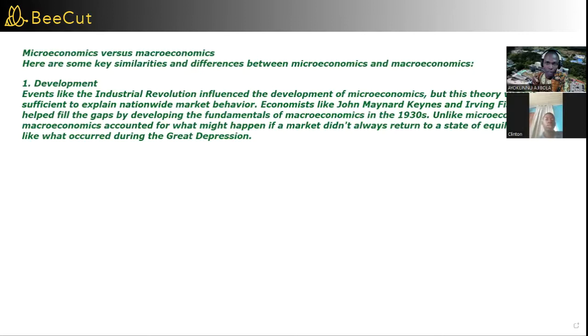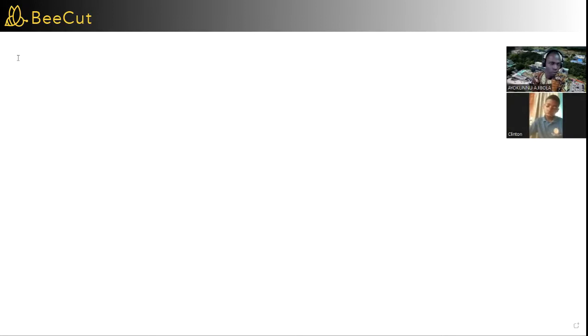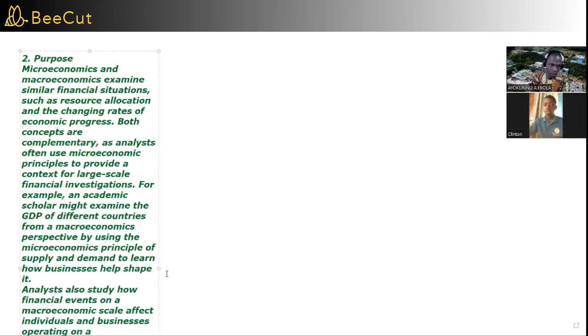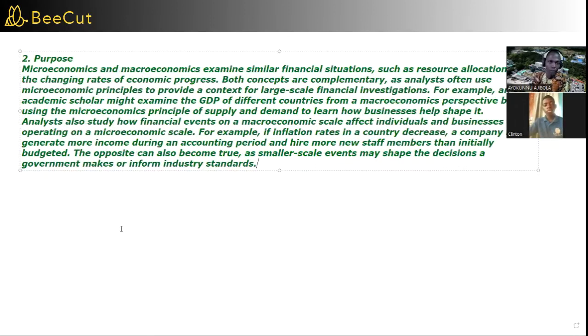Yes, sir. Okay, then the second one is purpose. We're going to talk about purpose. Microeconomics and macroeconomics examine similar financial situations such as resource allocation and changing rates of economic progress. So let me put that up here. The second one, which is number 2, is about the purpose. And like I said, microeconomics and macroeconomics examine similar financial situations such as resource allocation and the changing rate of economic progress.